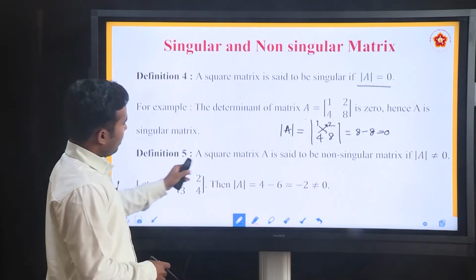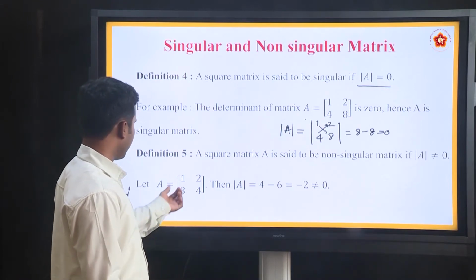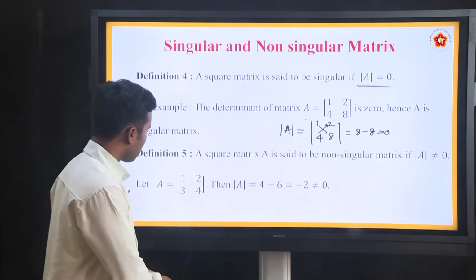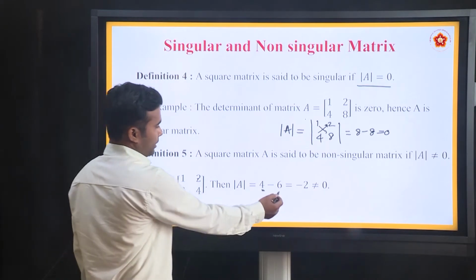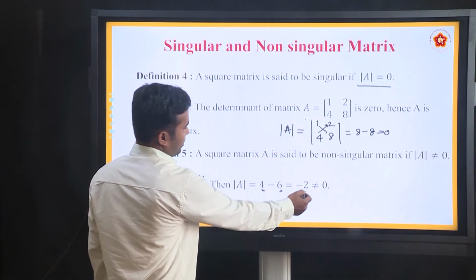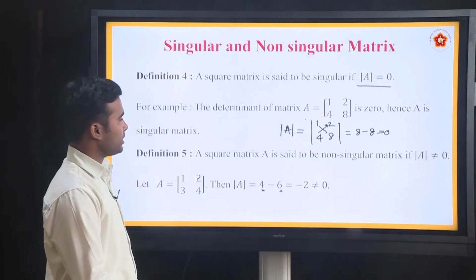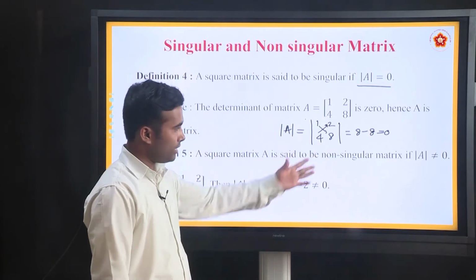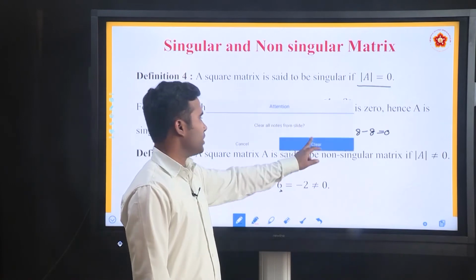And non-singular matrix. With this we have an example here, that is A is equal to [[1, 2], [3, 4]]. And then determinant, how you can expand this? 1 into 4 is 4 minus 2 into 3 is 6. 4 minus 6 is minus 2, and minus 2 is definitely not equal to 0. Then this proves that this matrix is a non-singular matrix, as the condition is given, determinant A is not equal to 0.